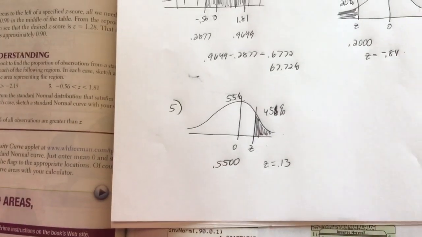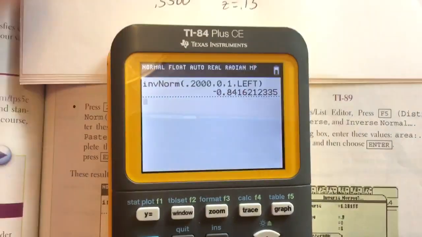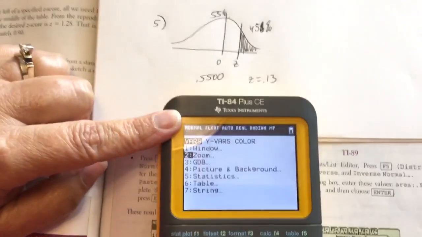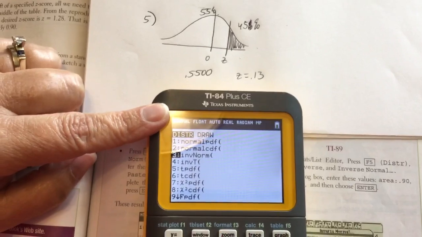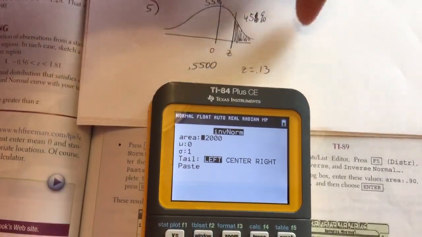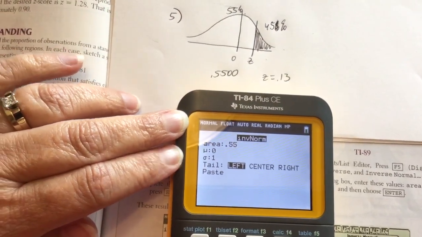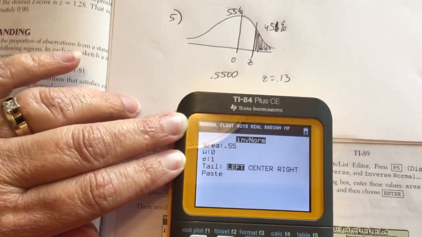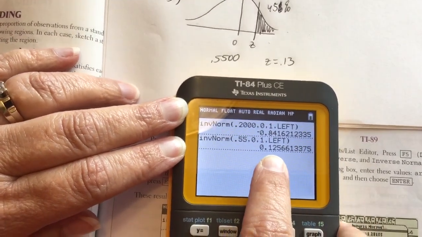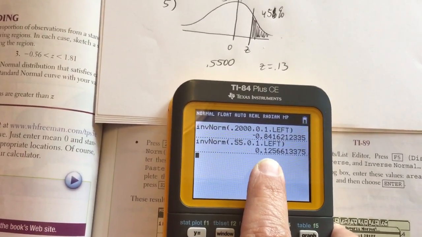One z-score gives you 2 values. So let's do this one in the calculator. Second VARS, inverse norm. Again, area to the left. I'm looking for 45% to the right, but you have to put in the area to the left, so you put in 0.55. Again, our mean and standard deviation are the same. And lo and behold, with a little rounding, 0.13 is indeed the z-score if you round it to 2 decimal places.